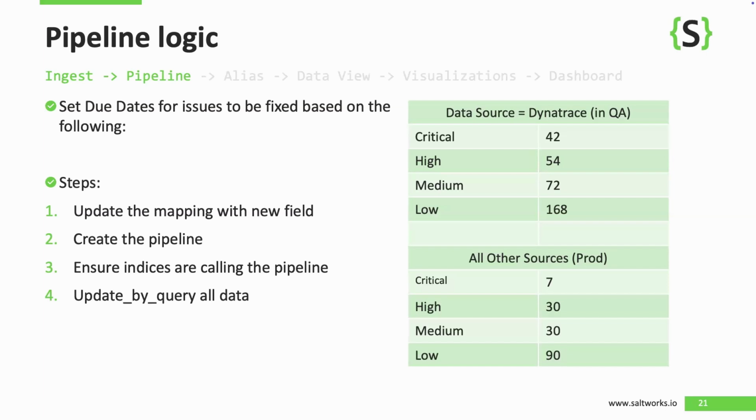So when we do an update by query, what it effectively does is takes all of the documents in the index, pulls them out, and then runs them back through the pipeline, and it re-indexes them. So the effect of that is our new mapping takes place and our pipelines all get called so we can get the enrichment on the data that we want. So that's our process. So update the mapping, create a pipeline, ensure the indices are calling the pipeline, and then update all the data. That's our goal.